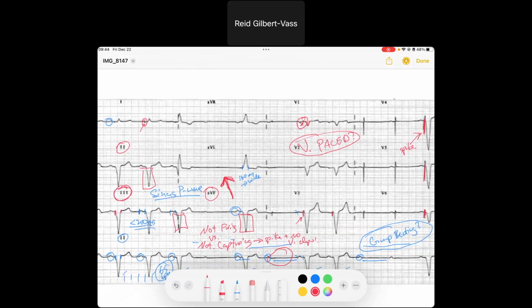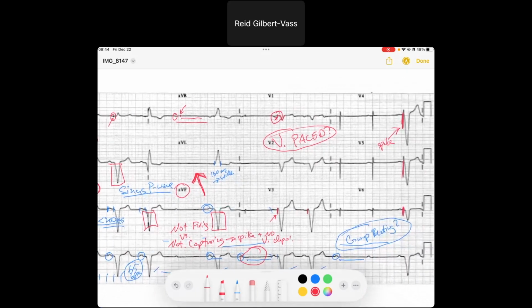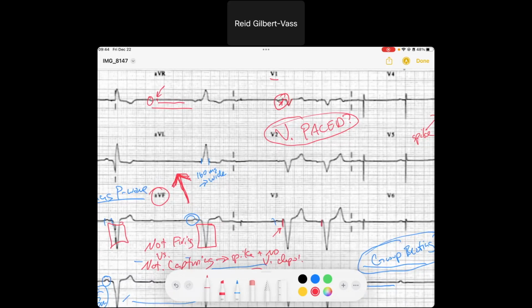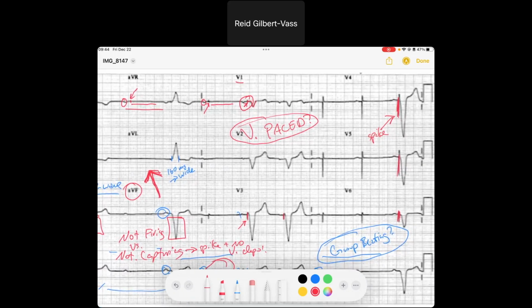If I look at AVR for this dropped beat, we see our P wave, and I see a pacing spike just there, but there's no QRS. And if I look over here in V1, I see a P wave, I see a pacing spike, but I see no QRS. And typically you'd see the pacing spike and then your QRS. If I look at V4, I see my P wave, I see my pacing spike, and no QRS. P wave, pacing spike.